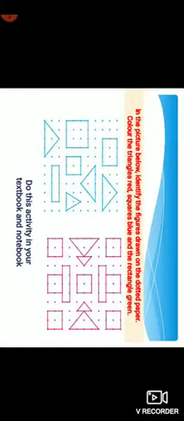Now dear students, do this activity in your textbook and notebook. In the picture below, identify the figures drawn on the dotted paper. Color the triangles red, squares blue and the rectangle green.